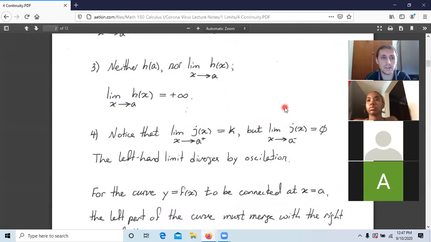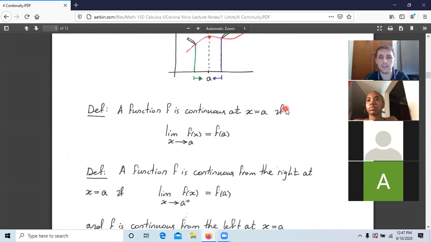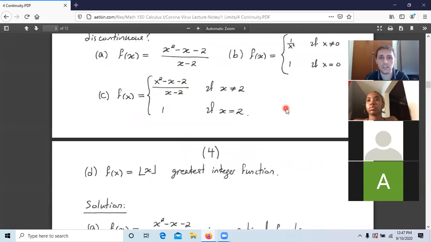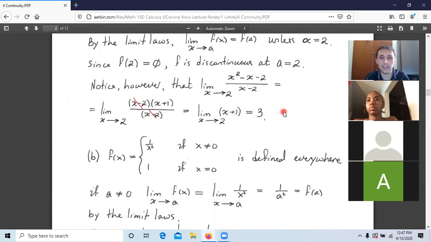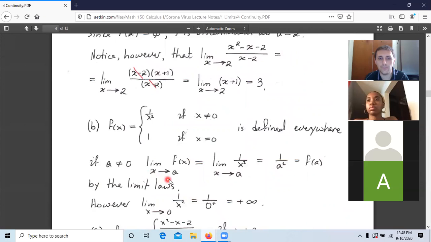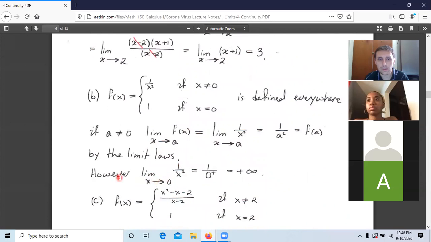So it is continuous at every point except at 0. And why is it discontinuous at 0? Well, we can take the limit as x goes to 0. If x goes to 0 of 1 over x squared, it's like 1 over 0 plus. You know, this means an infinitesimal of 0. I plug an infinitesimal of 0 instead of x, I get 0 plus, and the answer is infinity. Yes?